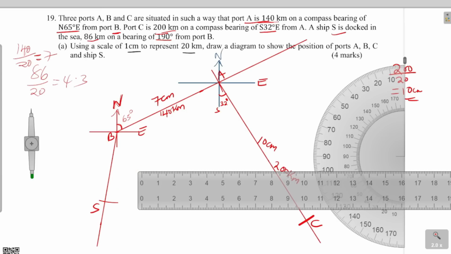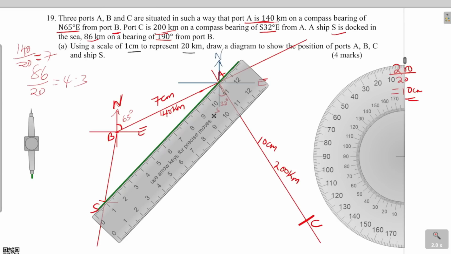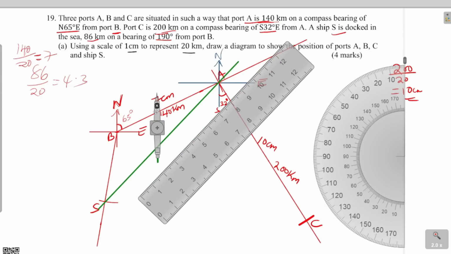Let me join this one using a ruler. So we measure that distance between S and A. Let me place the ruler there. That is around 10 point something. Or you can use a pair of compasses to do that. Either can work, but you place it here. I'm getting 10.2 centimeters.